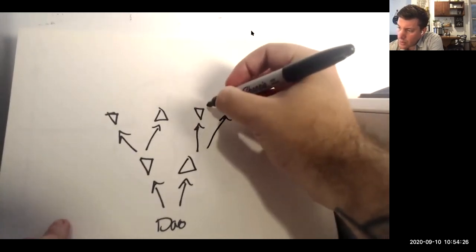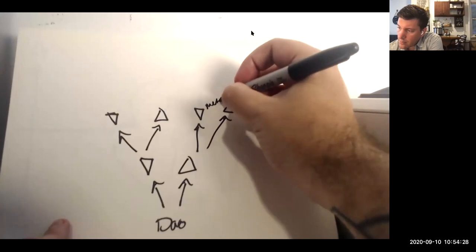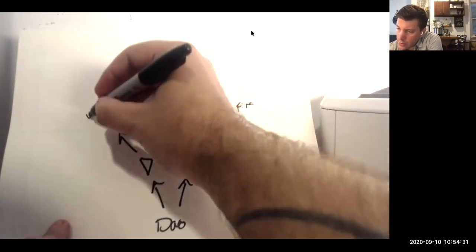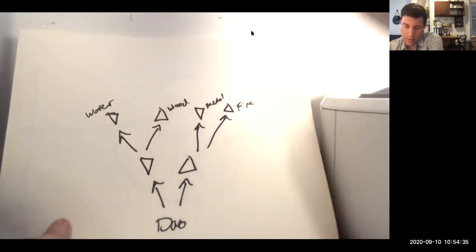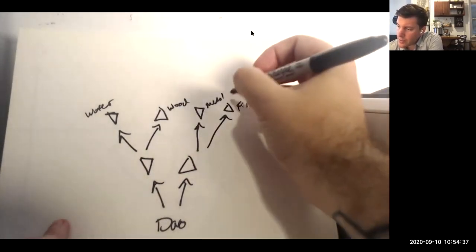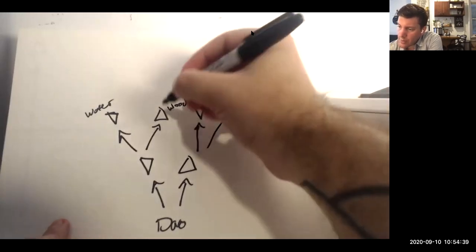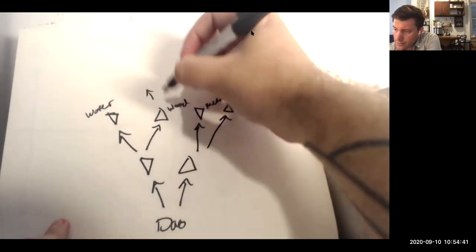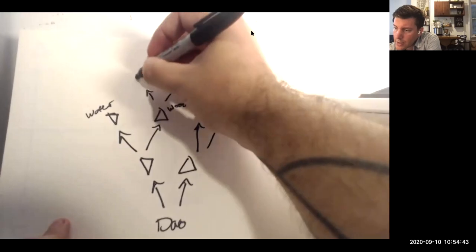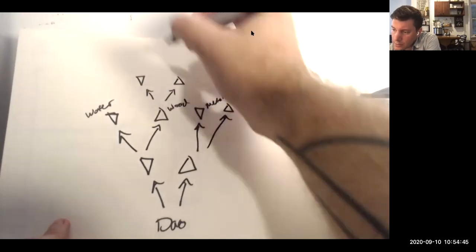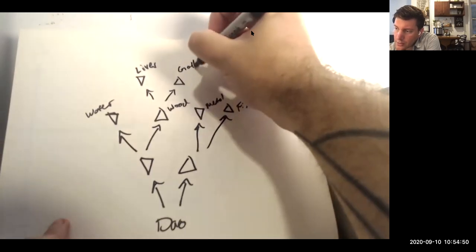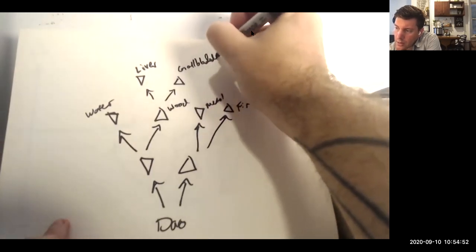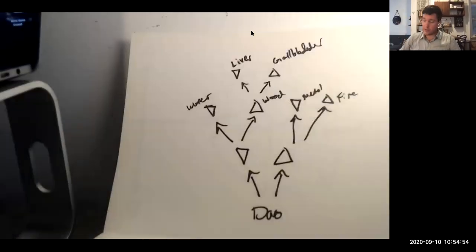We're going to call this one metal. We call this one water. Call this one wood. And then off of each of these, we get yin and yang again. So if we come to just the wood one as an example, we get yin and yang. And we're going to call that liver. We're going to call that gallbladder. This is really as far as we're going to take this for now.